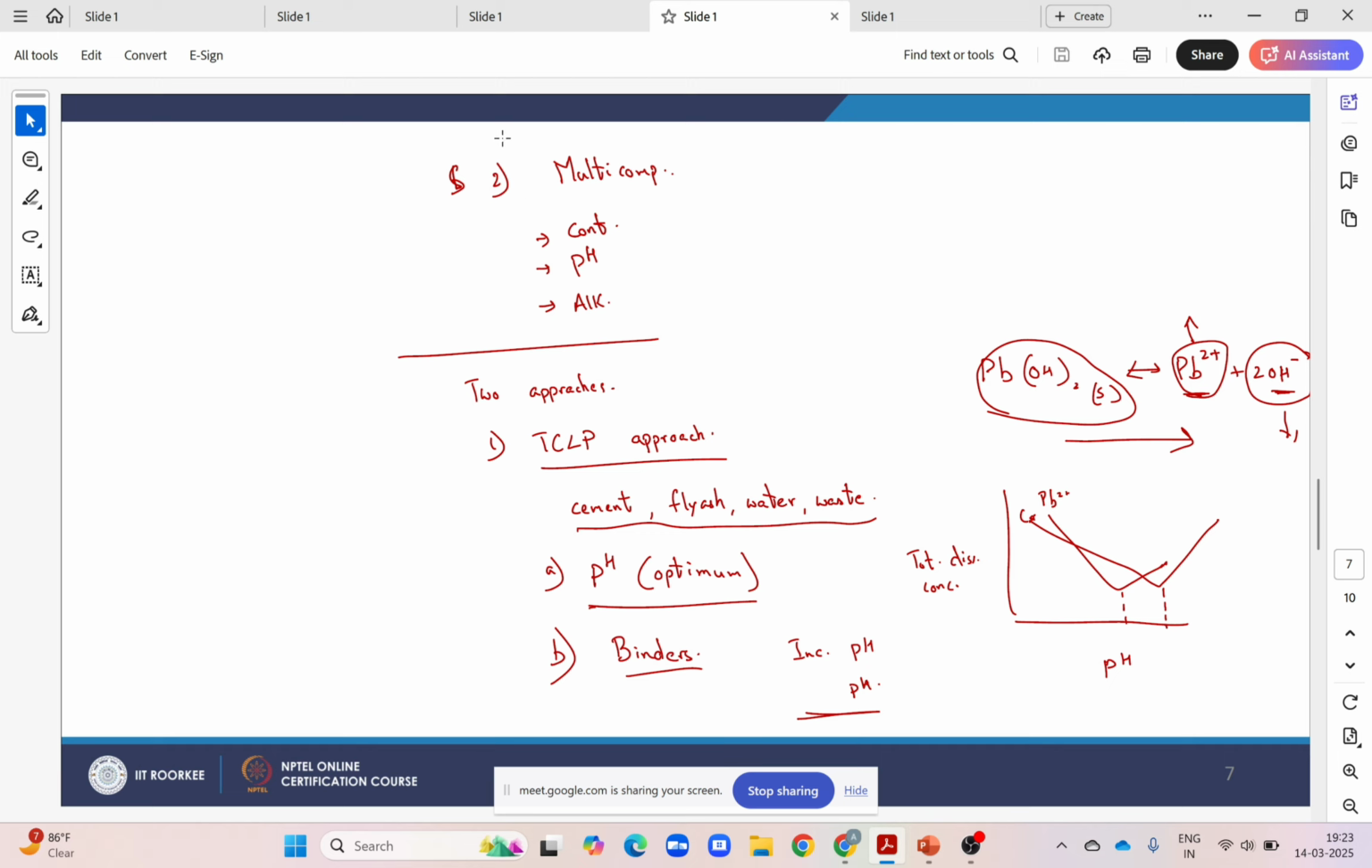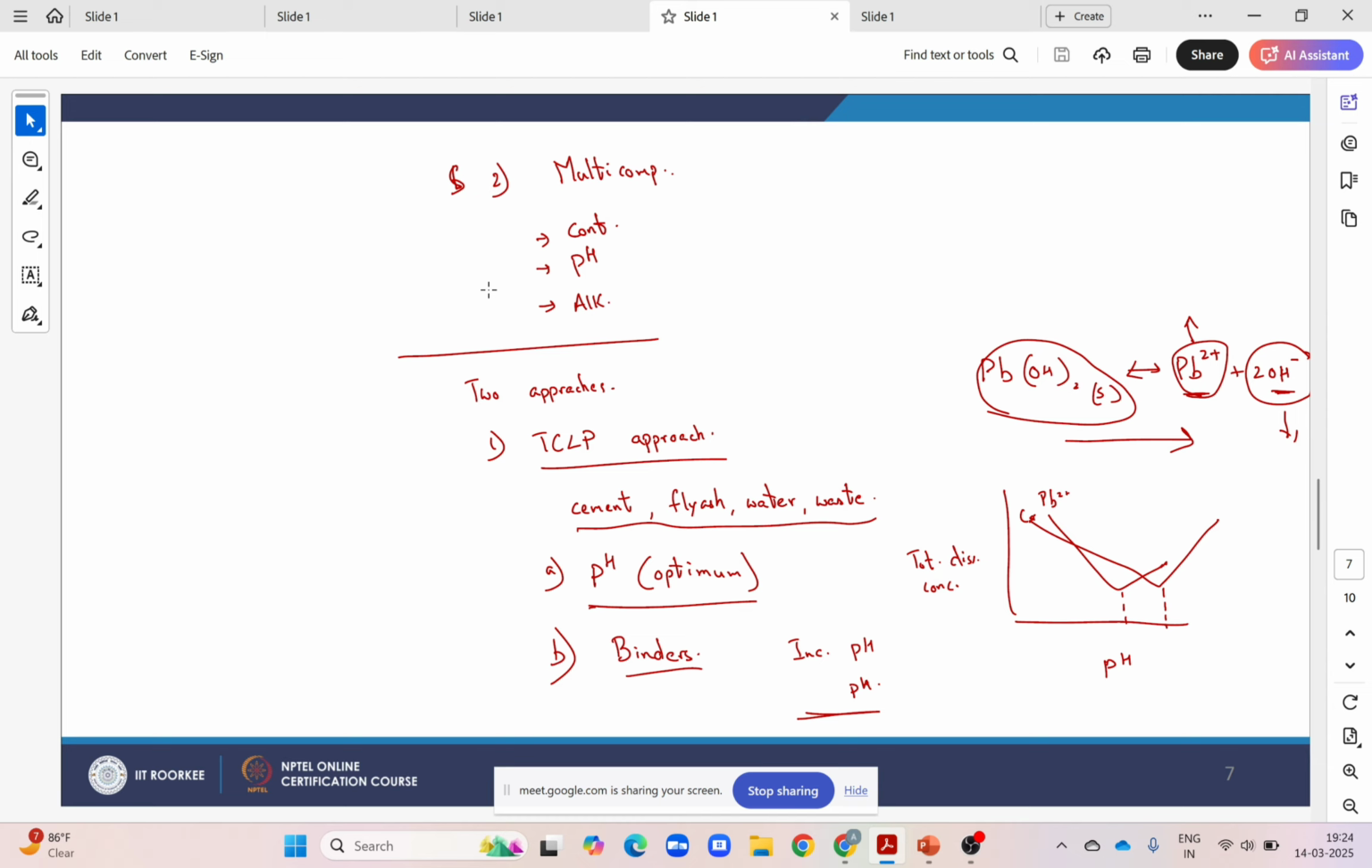TCLP is a toxicity characteristic leaching procedure test in which the pollutant or the waste is mixed with the extractant solution in a 1 to 20 ratio, and it is rotated for 24 hours, and then the concentration of the pollutant is found out. So in solidification and stabilization, the approach is to pass the TCLP test, that is, the concentration of all the pollutants in the extracted aqueous phase should be less than the TCLP limit.